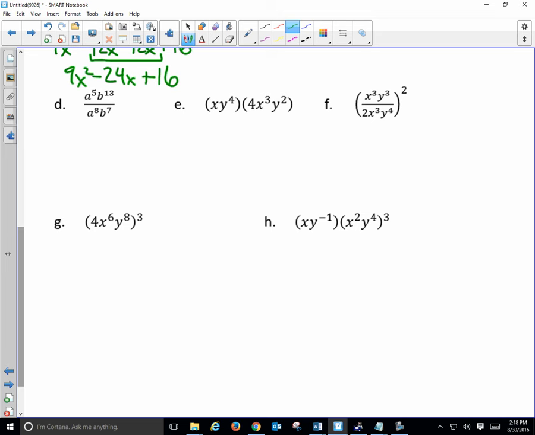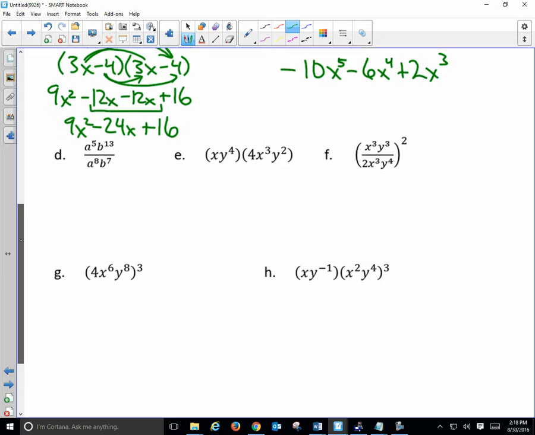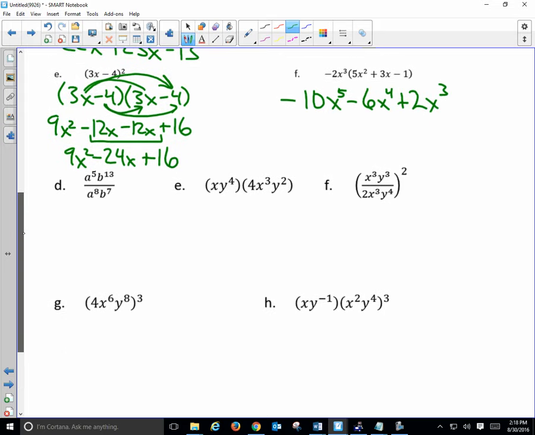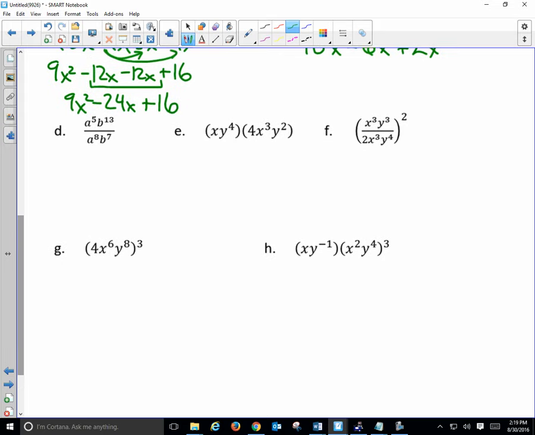Okay, here I have a to the 5th over a to the 8th and b to the 13th over b to the 7th. Before, when you were multiplying two, you added the exponents together. But here, if I'm dividing, what should I do with the exponents? Instead of adding, I will subtract them. Okay, so here I have a to the 5th over a to the 8th. So are there more a's on the top or more a's on the bottom?